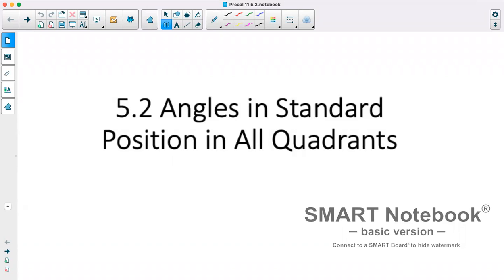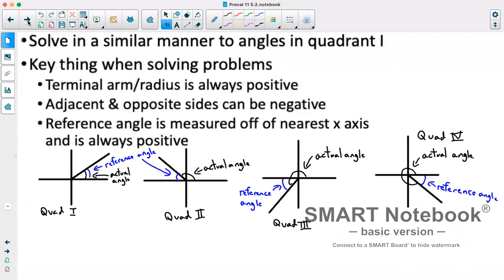Hi, today we're going over section 5.2, which is angles in standard position in all quadrants. We solve these in a similar manner to angles in quadrant 1. Some key things to remember when solving problems is our terminal arm or radius is always positive. So that's our hypotenuse when we create a triangle with it. Our adjacent and opposite sides can be negative. It all depends on what quadrant you're in.